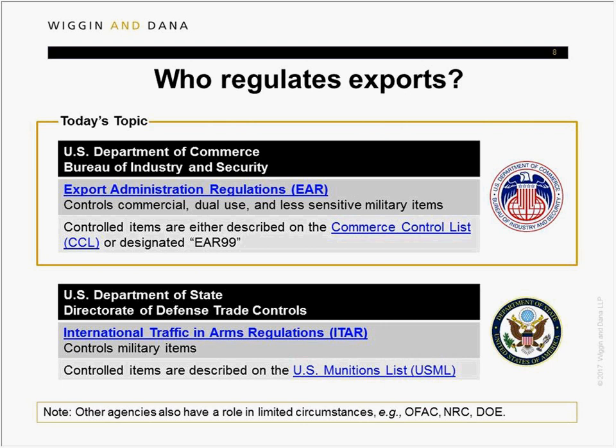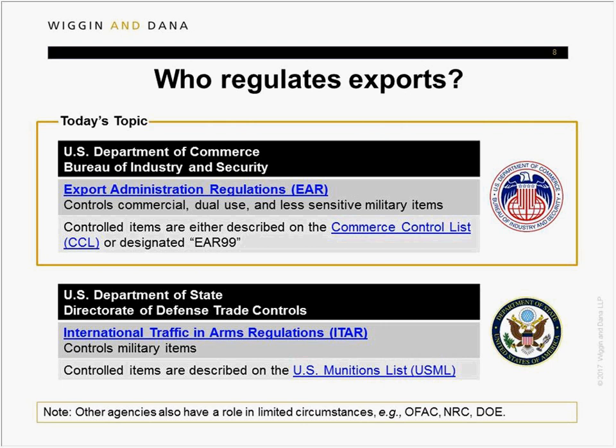But in addition to the Department of Commerce, it's important to be aware that the Department of State also exercises authority over exports. It does so through the International Traffic in Arms Regulations, or ITAR, and that is predominantly for military-related goods, military items, military information, and military-related services. And those are described on the USML, the U.S. Munitions List.